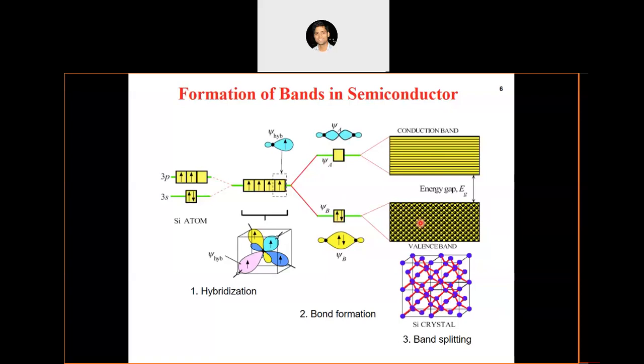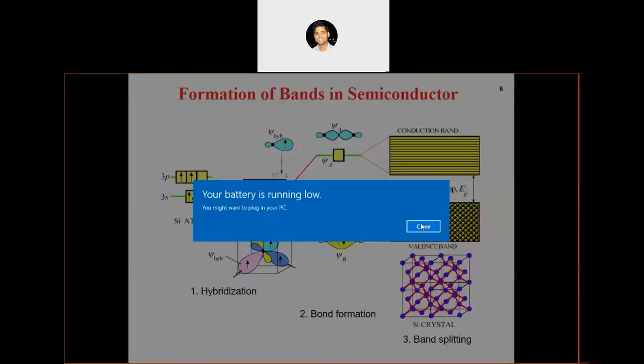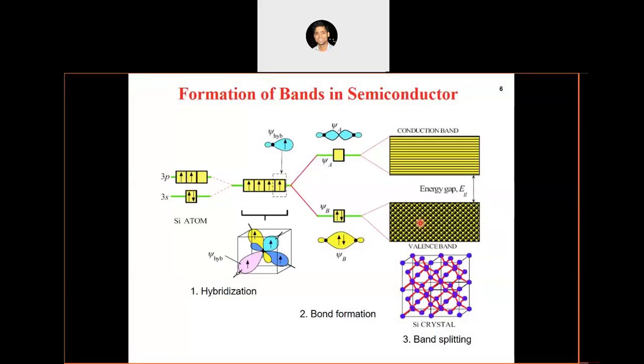As you can see here, all the electronic states, or all the energy states, in a valence band are occupied. So yes, all the energy states are occupied in the valence band, and all the energy states in the conduction band are empty, right? This is the scenario at 0 Kelvin. At absolute zero temperature, all the energy states in the valence band will be occupied, and all the energy states in the conduction band will be unoccupied or empty.